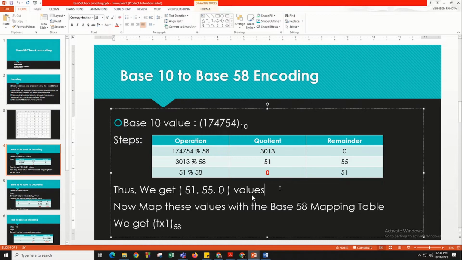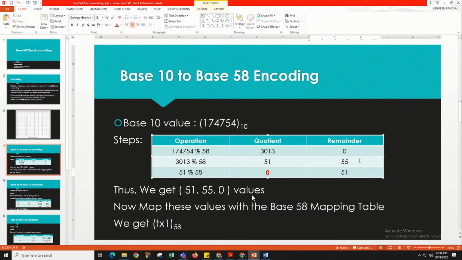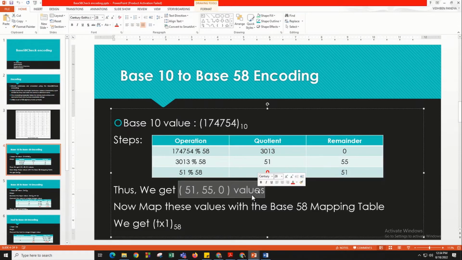Yes ma'am. Okay, it is very easy, we only have to do the modulo operator, nothing else is new. After doing the modulo operator multiple times, whatever remainders we get, we write them in reverse. That means whatever comes at the very bottom, we consider first. So this gives 51, then 55, and then 0. So this is the result we are getting.